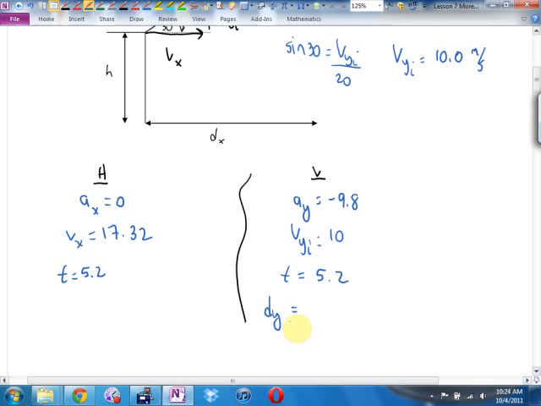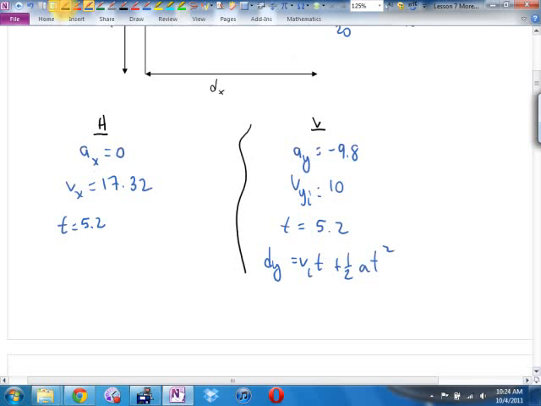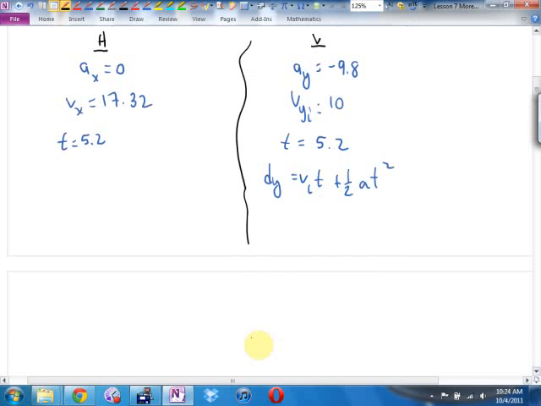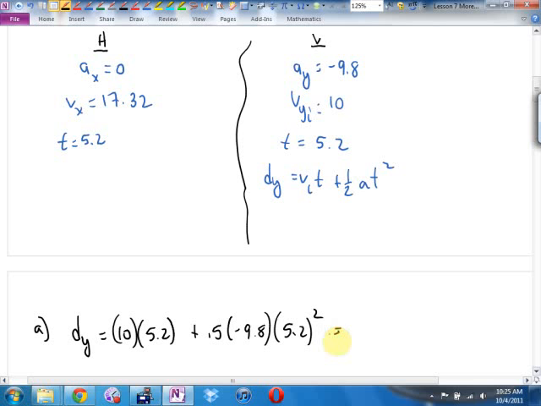I'm looking for an equation that has A, VI, T, and D in it. Yeah, as a matter of fact, D is by itself already. It's our good old VIT plus a half AT squared. D equals VIT plus one half AT squared. Okay. Part A, dy equals 10 times 5.2 plus 0.5, negative 9.8, 5.2 squared. Now, by the way, this is going to give me the displacement, and since I ended up below from where I started from, I'm kind of expecting a negative answer, I hope.